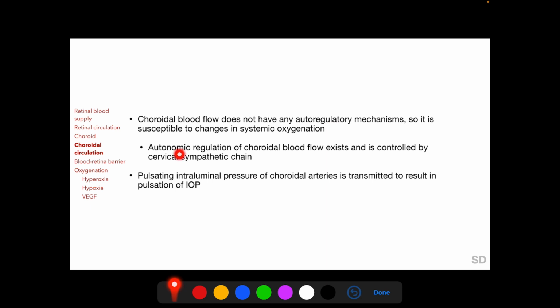But autonomic regulation of choroidal blood flow exists and is controlled by the cervical sympathetic chain. So unlike retinal circulation, choroidal circulation does not have any autoregulatory mechanisms but is under the control of the autonomic nervous system. And as we have mentioned, pulsating intraluminal pressure of the choroidal arteries, which corresponds to the cardiac cycle, is transmitted to the pulsation of the intraocular pressure.